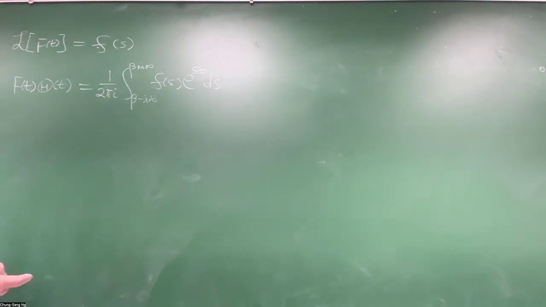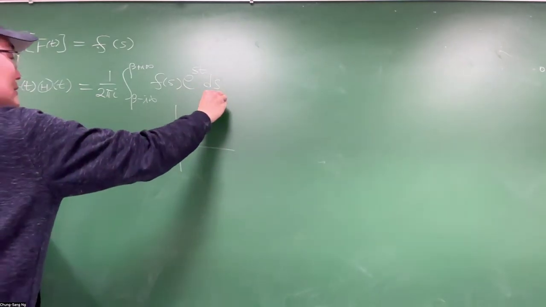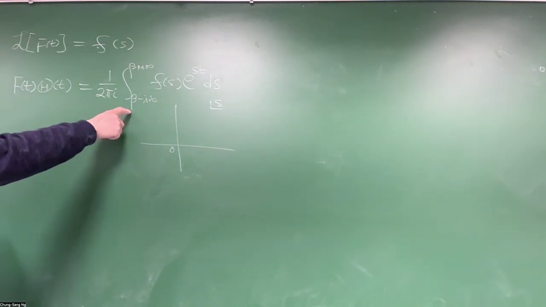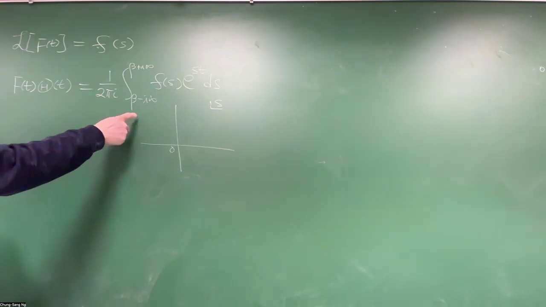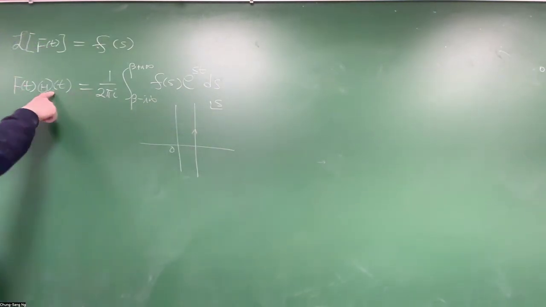Okay, so that's the formula. That's the Bromwich integral. So that is a compact integral on the compact S plane. What we need to do is choose a beta, some large enough beta, such that it satisfies this requirement that for negative t, it will give you 0. So that's the requirement to determine beta.